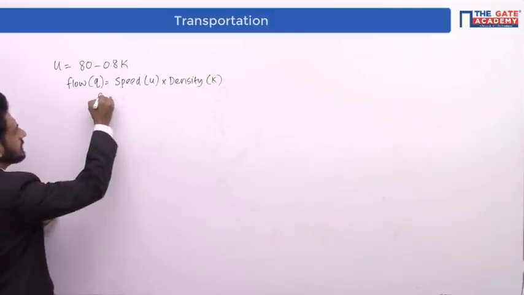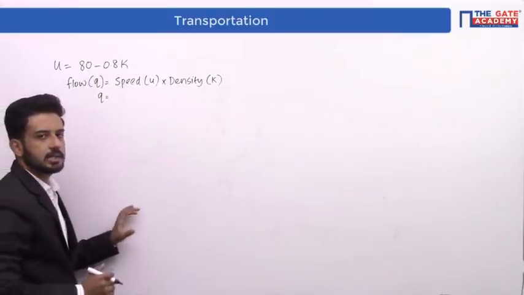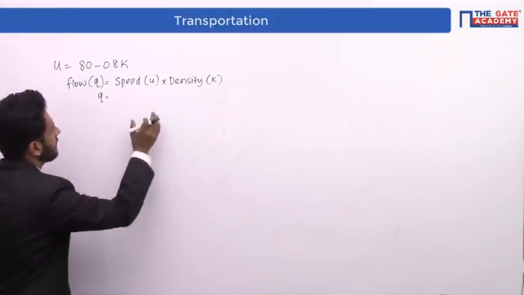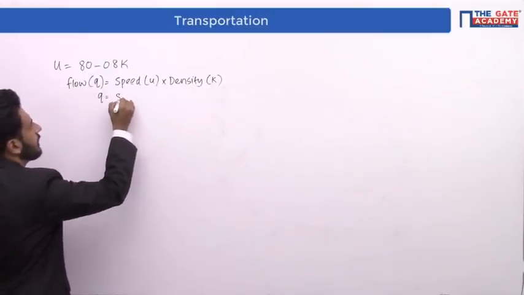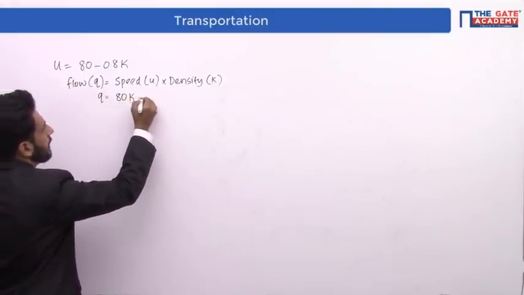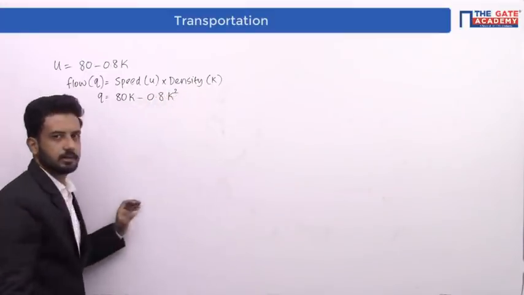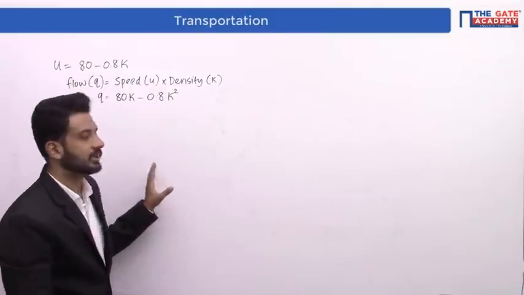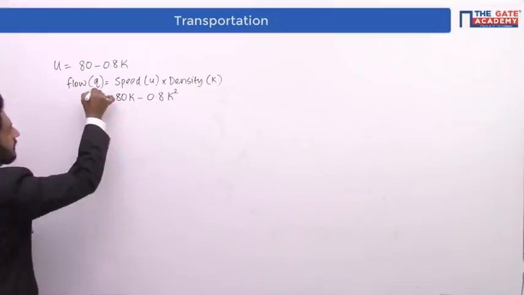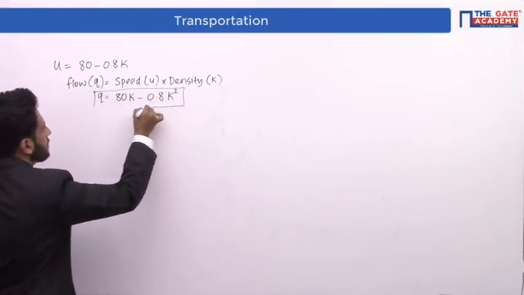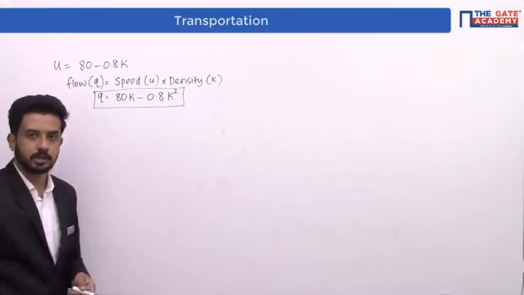So I can write it as q is equal to, what is u? 80 minus 0.8 k, that value into k. So what I will get for q? 80 k minus 0.8 k square. Correct? So I got it as q is equal to 80 k minus 0.8 k square.